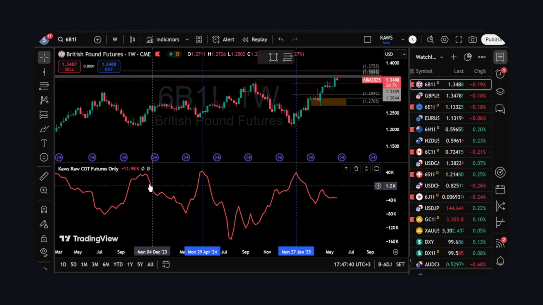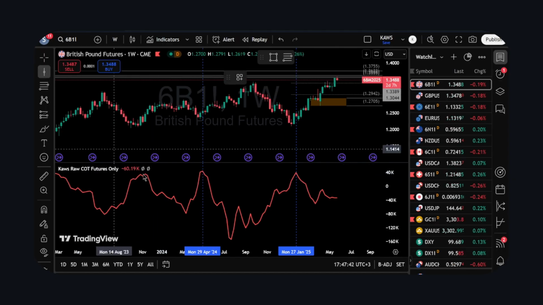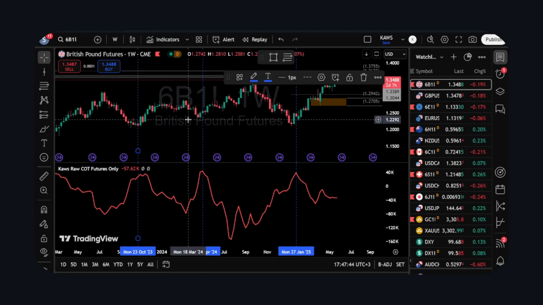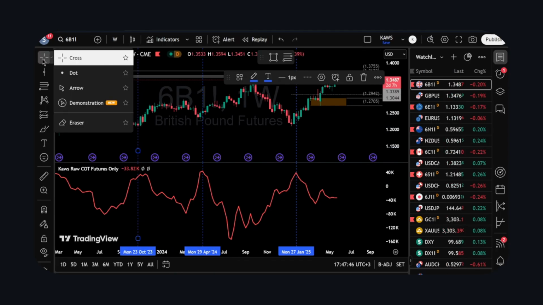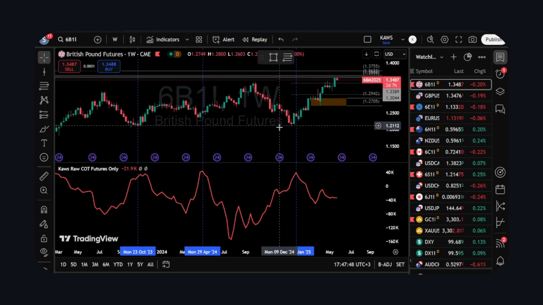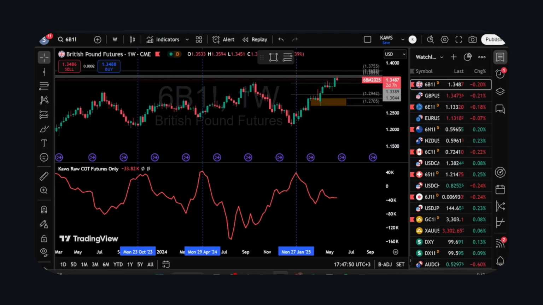This is how I use it in my trading. 1. For trend confirmation. Is the smart money aligned with the trend? 2. For reversals. When the market is trending but COT is diverging hard. Pair this with technical analysis and it's game changing. Here's the catch though, because of course there's always one.